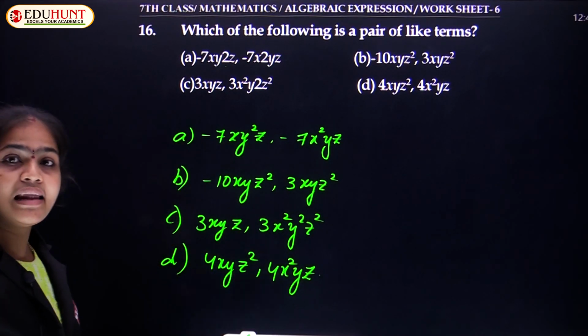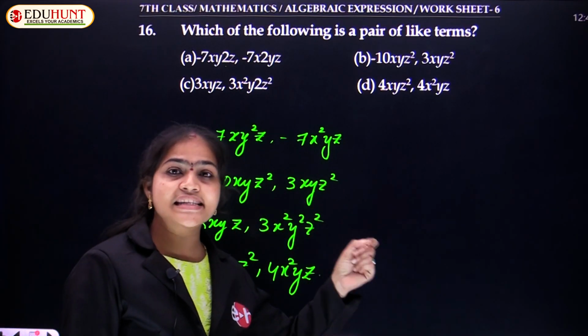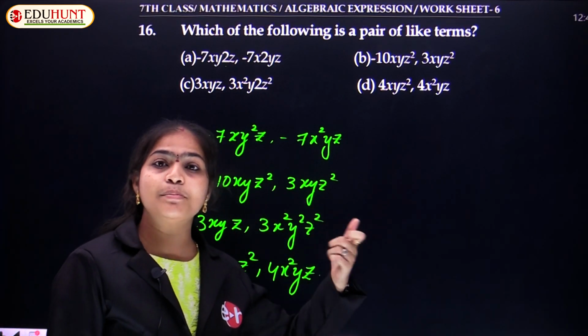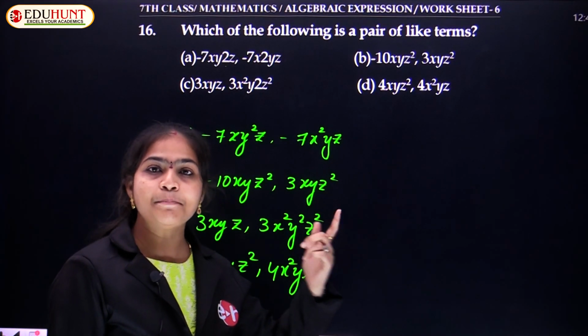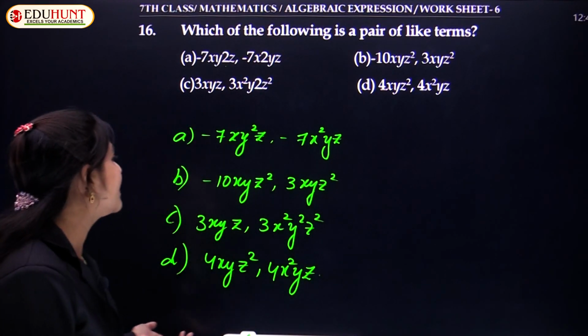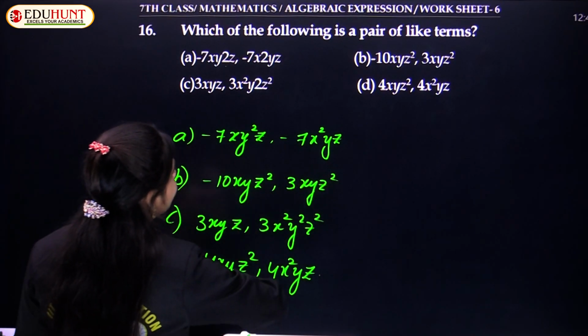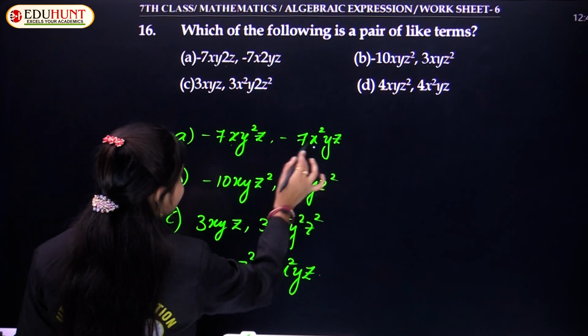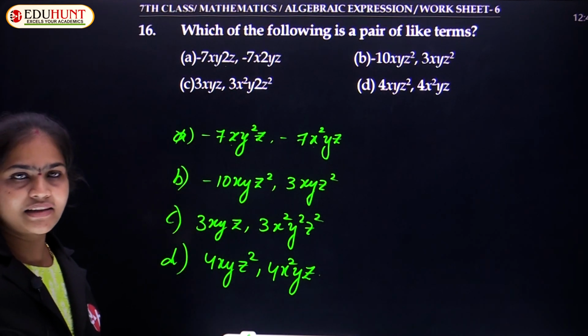Clear? Now like terms means, as I told you, those two terms have the same variables with the same number of times, which means the same variables have the same powers also. Then only we can say those two are like terms. So which one has like terms? See here, x is there, here x square is there. That's why those two terms are not like terms.